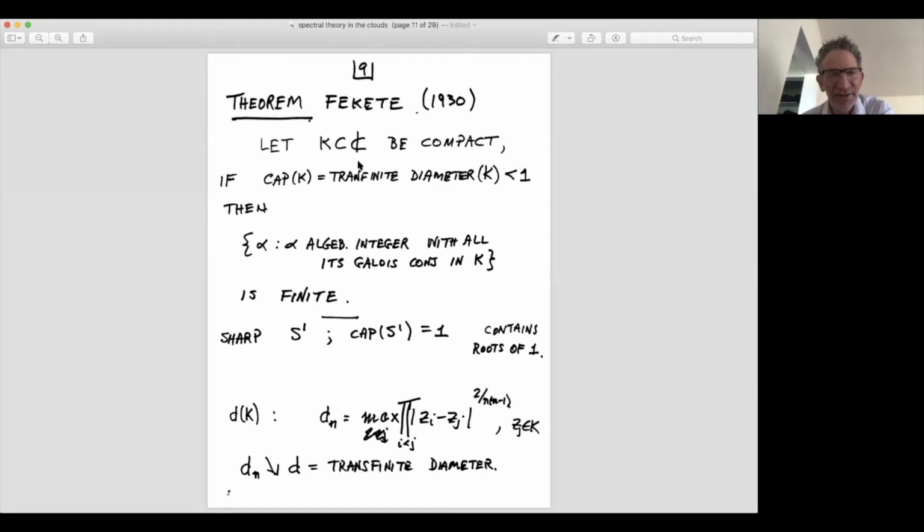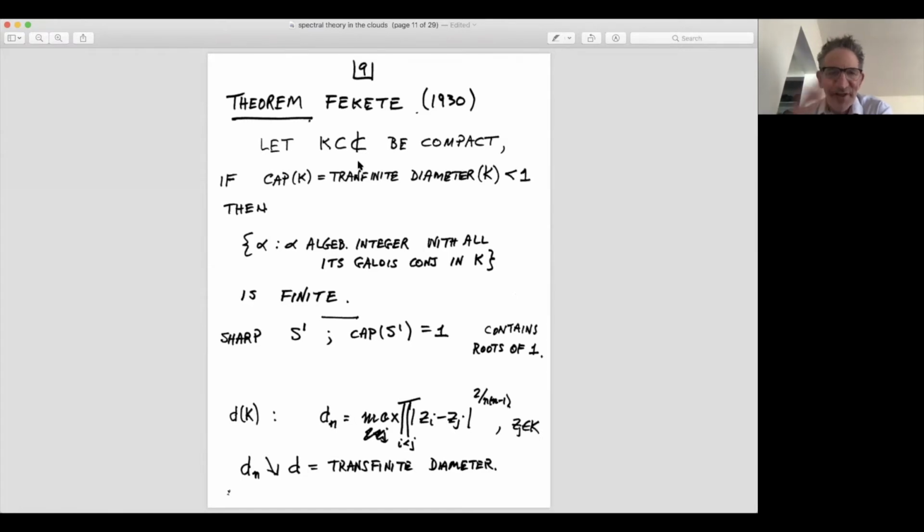So what Fekete's theorem says is that suppose I have a set K whose transfinite diameter is less than 1, and suppose it contains algebraic integers, all of whose Galois conjugates, they satisfy the same polynomial equation, all of those Galois conjugates also lie in K. Then if the set has capacity or transfinite diameter less than 1, then that set must be finite. So if you're going to have infinitely many algebraic integers and all their Galois conjugates contained in the set K, it must have capacity at least 1.